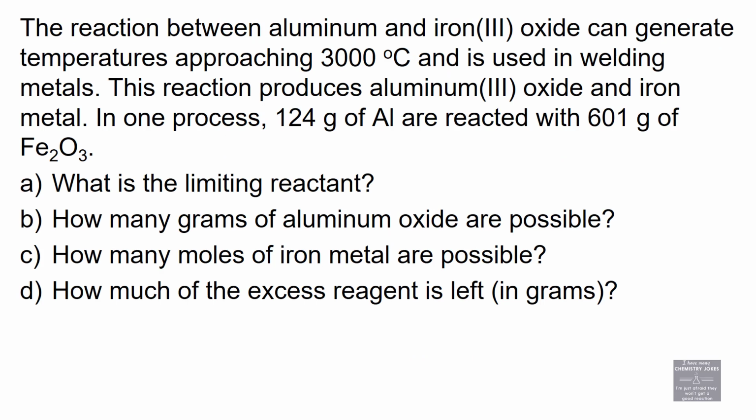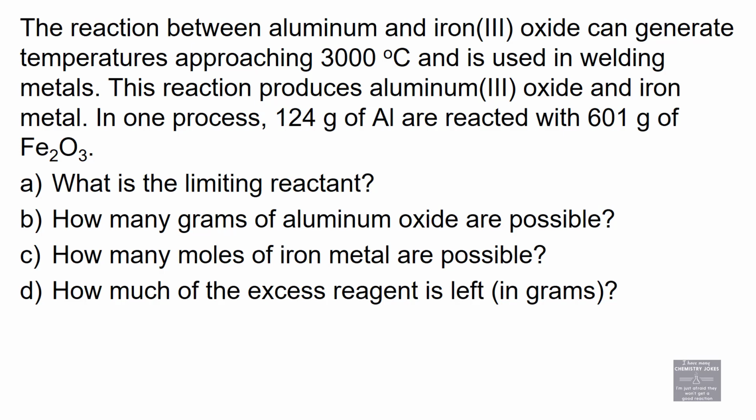The reaction between aluminum and iron 3 oxide can generate temperatures approaching 3,000 degrees Celsius and is used in welding metals. This reaction produces aluminum 3 oxide and iron metal in one process. 124 grams of aluminum are reacted with 601 grams of iron 3 oxide. What's the limiting reactant? How many grams of aluminum oxide are possible? How many moles of iron metal? What's the excess reagent? How much of the excess reagent is left in grams?